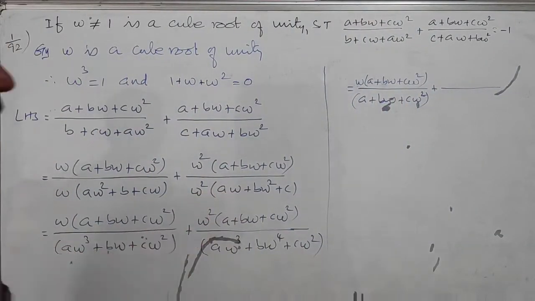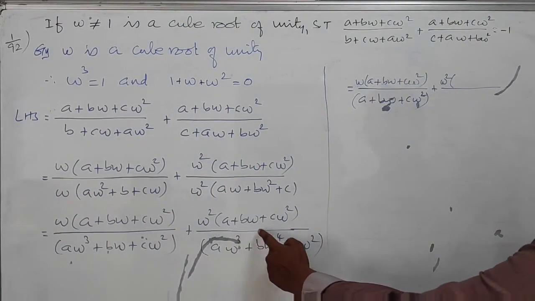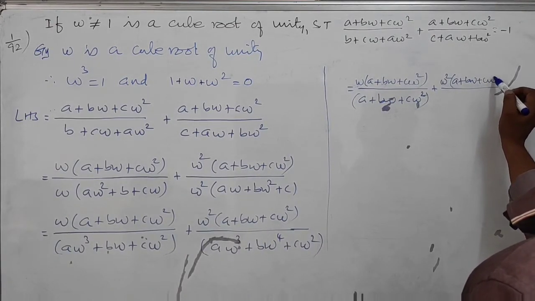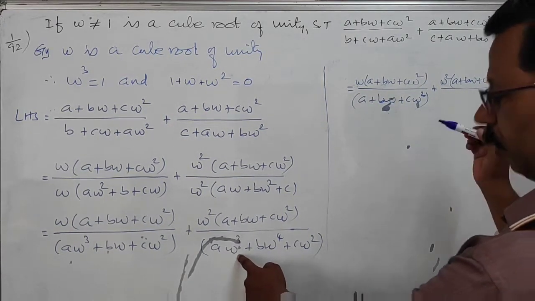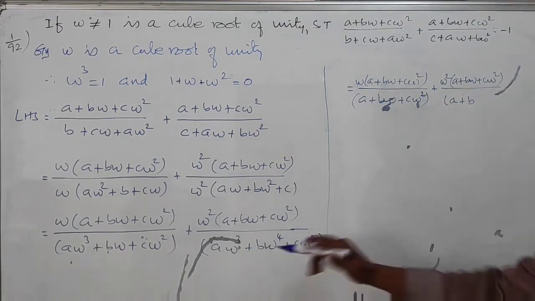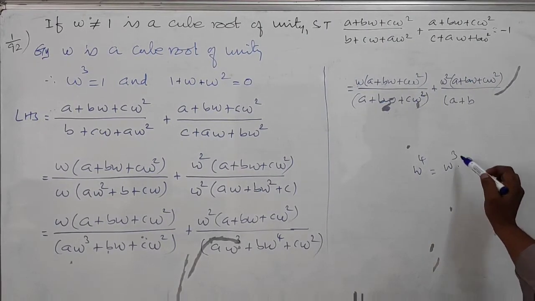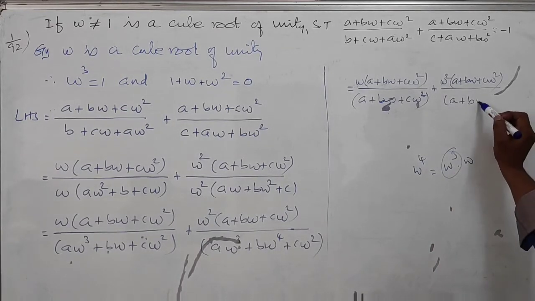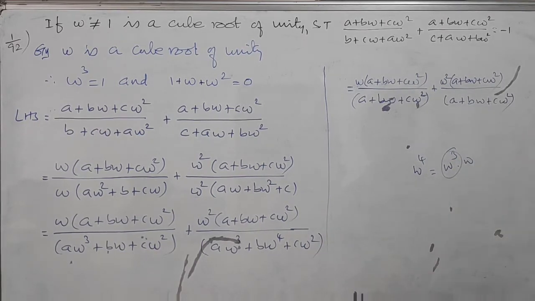Then look at the second term. Also try to keep this numerator as such, omega square into (a plus b omega plus c omega square) by a omega cube equal to what? Therefore you can write a plus b into omega power 4, which can be written as omega cube into omega. This omega cube value is equal to 1. Therefore 1 into omega gives omega. Therefore here also you can write omega plus c omega square.